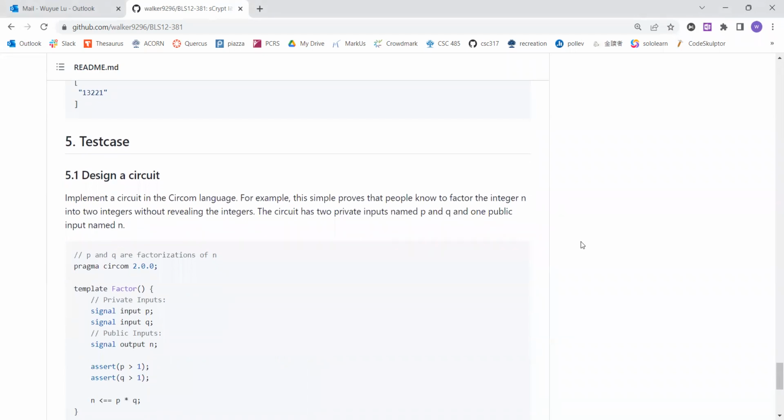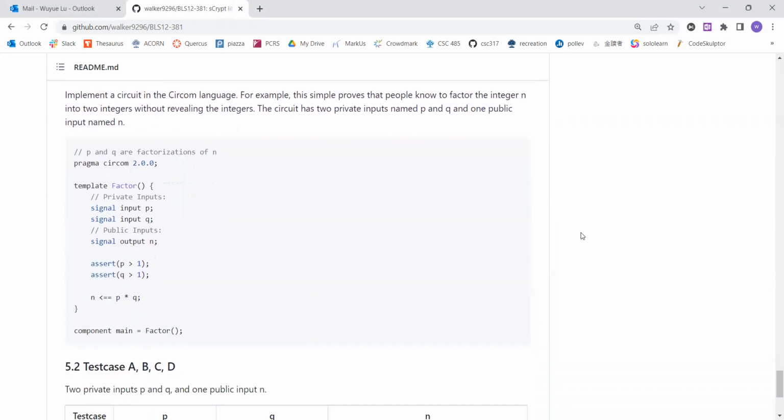And here is a test case using the Circom language.